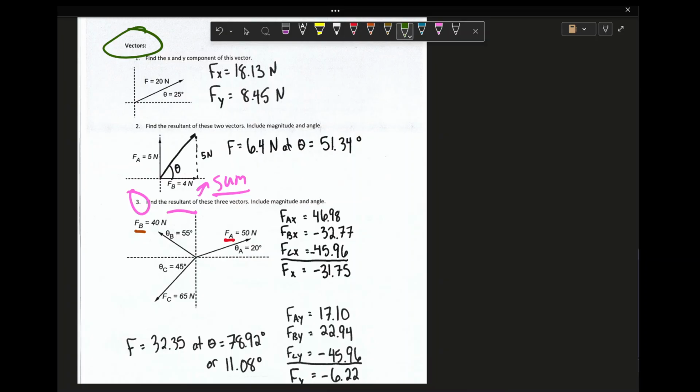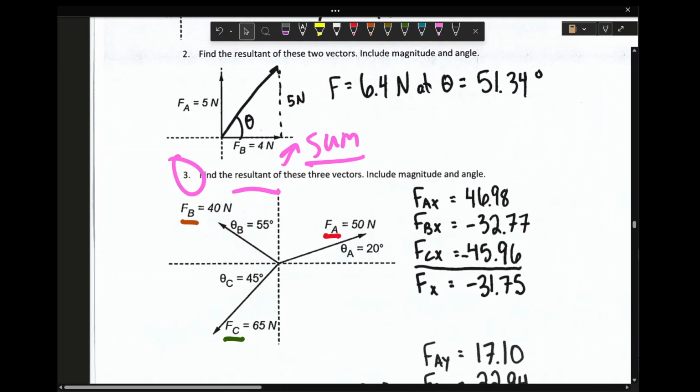B, and C. We need to break them up into components before we can add them together, because these vectors are not collinear, meaning along the same line. Therefore, on their own, they cannot just be added together. You can't just do 50 plus 40 plus 65. What you can do is figure out how much of each vector is pointing along each axis, and then add the components together and put them back together.